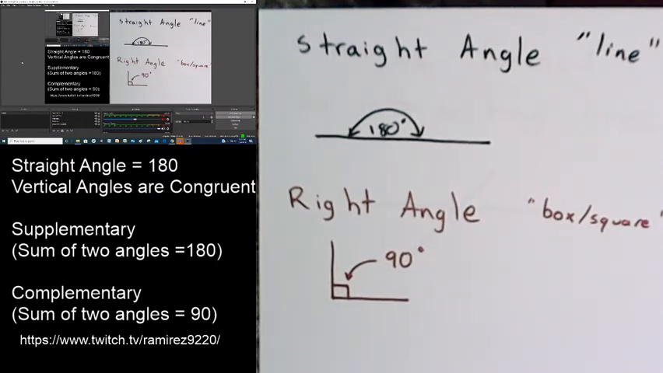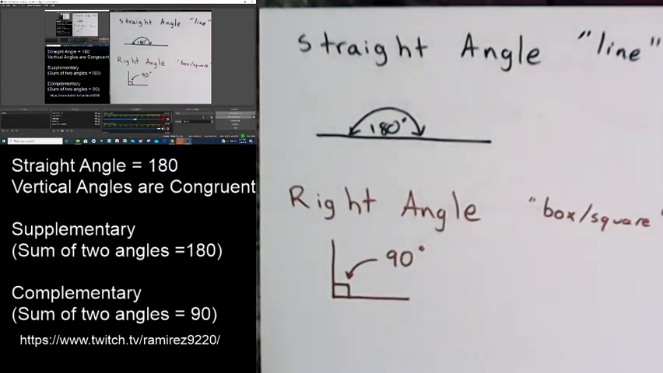180. Straight line, 180. Anytime you have a right angle, think of the little box or square, the little corner, the angle is 90 degrees. Again, that's another one that's pretty much given. Okay, so now I'm going to talk about how supplementary angles are created, a little bit of complementary, and then vertical.